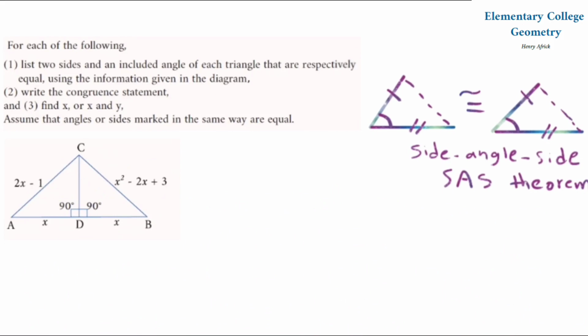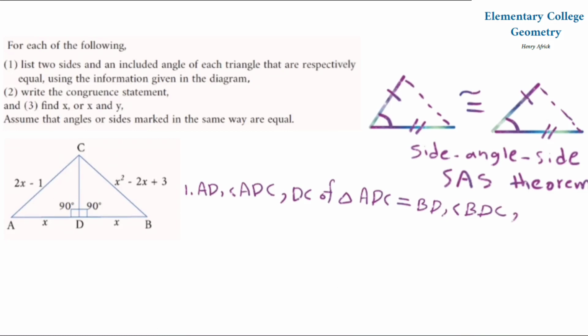The next figure. In this figure, these two triangles are congruent due to the side angle side theorem. So the side AD and the angle ADC and the side DC of the triangle ADC are respectively equal to the side BD and the angle BDC and the side EC of the triangle BDC.